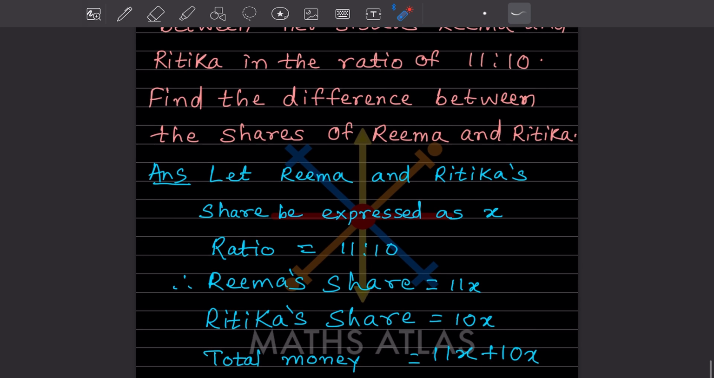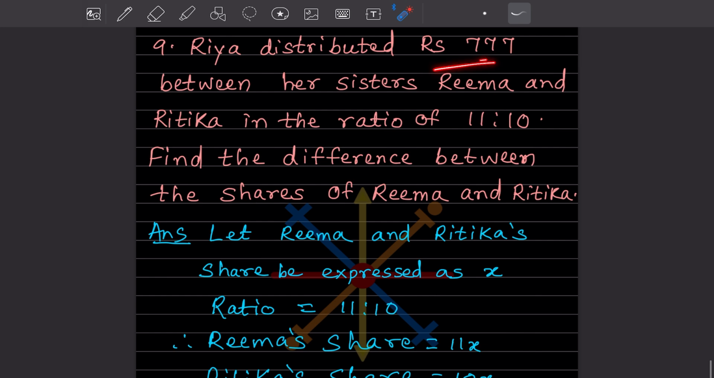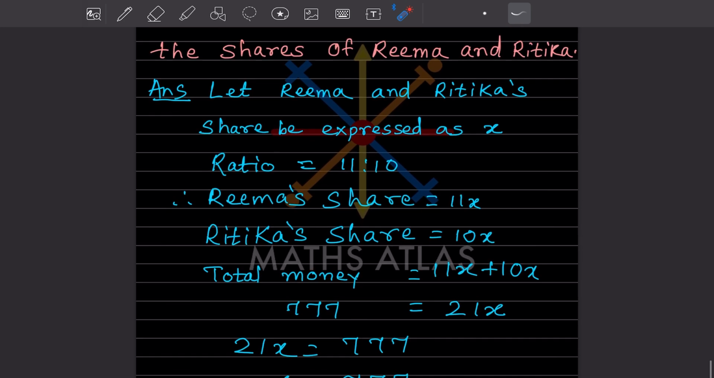Now we can see the total money we have to see. This is 11x and 10x. So this is going to be how much? 21x. And here what they have given, she is distributing 777 rupees, means 777. So total money is 777. Out of this, the share is how much?